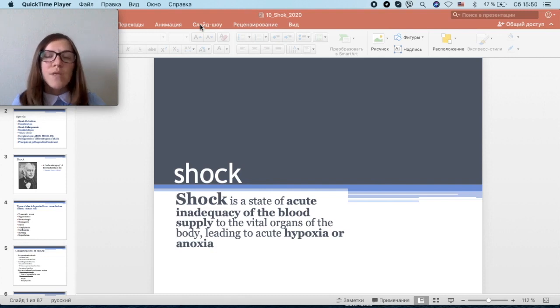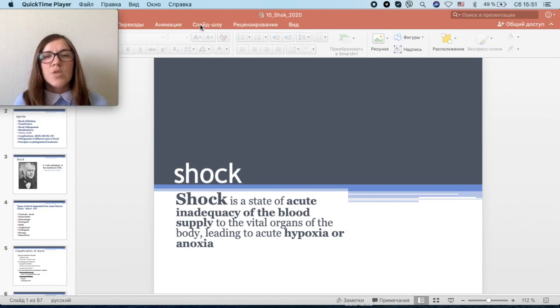So, in spite of the etiological factor, the rules, principles and mechanisms of development of shock are the same. Almost all neuroendocrine responses, almost all hemodynamic changes, and damage of inner organs in shock will be typical. So if you understand the concept of shock and the mechanism of its development, you will be more familiar with any particular types of shock, such as neurogenic, obstructive, or distributive shock. So let's talk about the definition of shock.